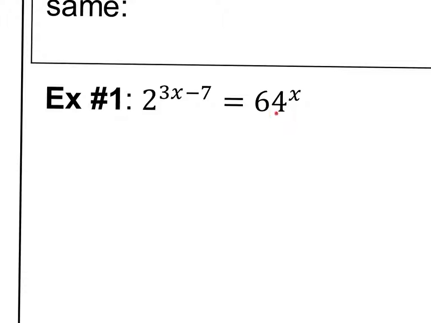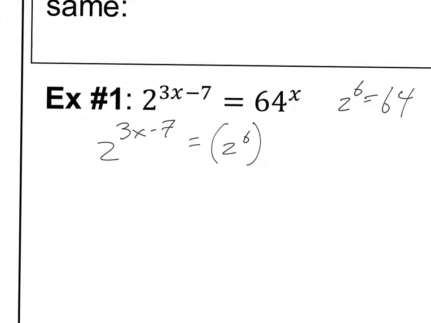I can rewrite 64 as 2 to a number. You might have to think about what that is, but 64 is the same thing as 2 to the 6th power. You can check your calculator real quick if you want, but 2 to the 6th power is 64. So since it's equal, we can rewrite this whole equation as 2 to the 3x minus 7 equals 2 to the 6 to the x power. Last video we talked about how if you have an exponent inside the parentheses to another exponent, that's just like multiplying the exponents. So we can rewrite this as 2 to the 6x equals 2 to the 3x minus 7.